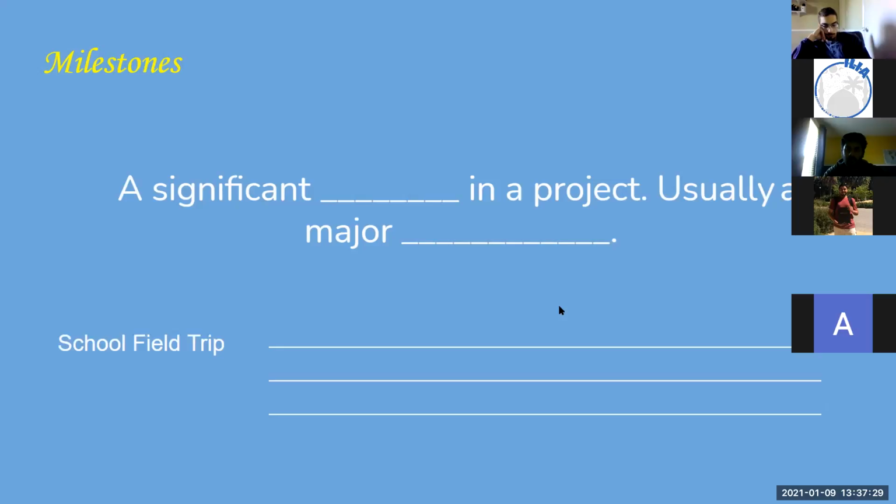Let's take an example of a school field trip. What could be a milestone if we're planning a school trip, say for 200 kids to go to see an exhibit or a show somewhere? What could be a milestone for that project?